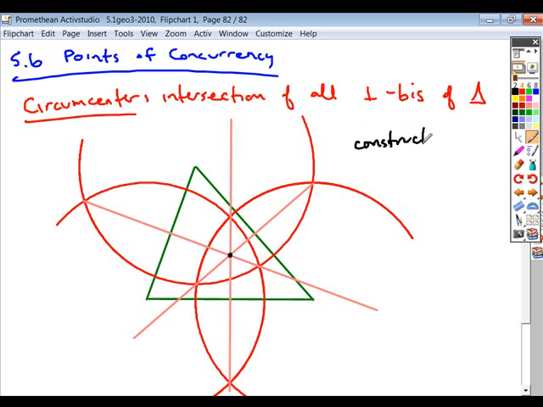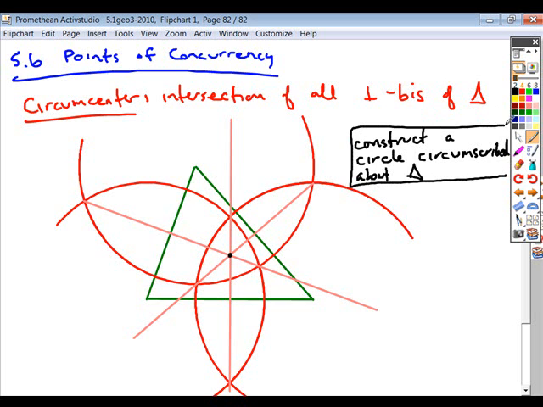Okay. Again, this also allows you to construct a circle circumscribed about a triangle. And this is a very easy addition to this. You simply need to construct a circle that passes through any vertex of the triangle.